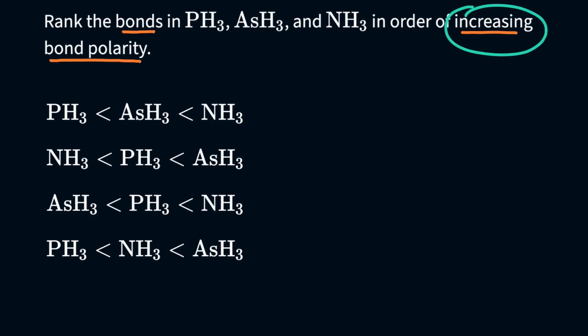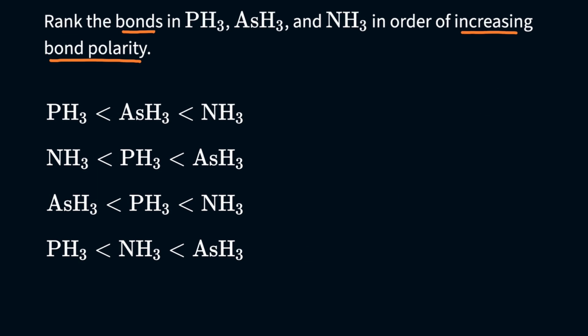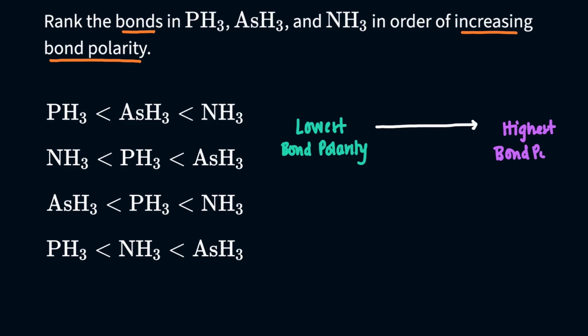Now, if we're increasing, we're going from low to high, right? This would be an increasing track. So I've got to start low and I've got to end high, which means that we're going to start with the lowest bond polarity and end up with the highest bond polarity. Okay. So that's the check. And they've kind of ranked us that way, where this would have to be the lowest and this would have to be the highest. Okay.